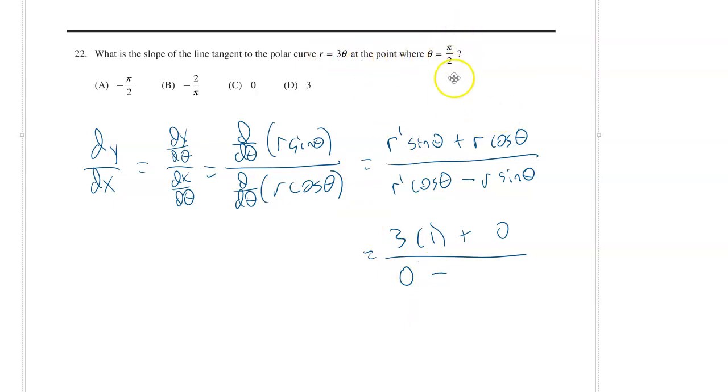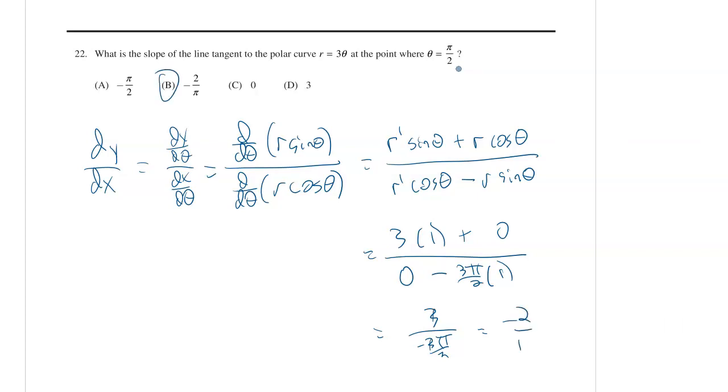And so plugging that in, that's 3 pi over 2 times sine theta, which is 1. So I'm getting 3 over negative 3 pi over 2. Cancel out the 3's and flip the 2, and I'm getting negative 2 over pi.